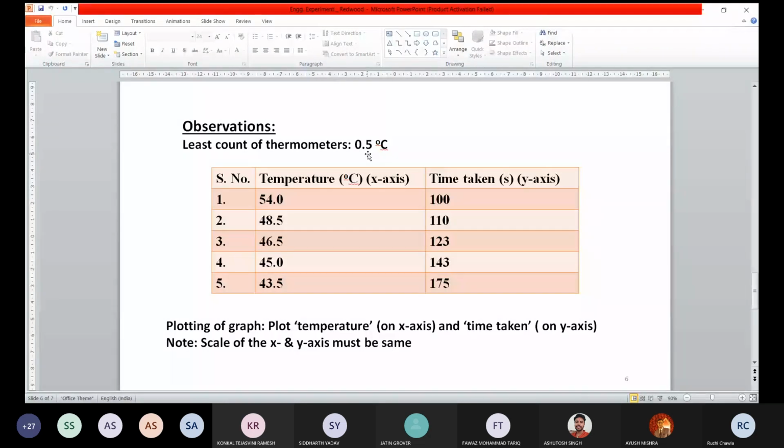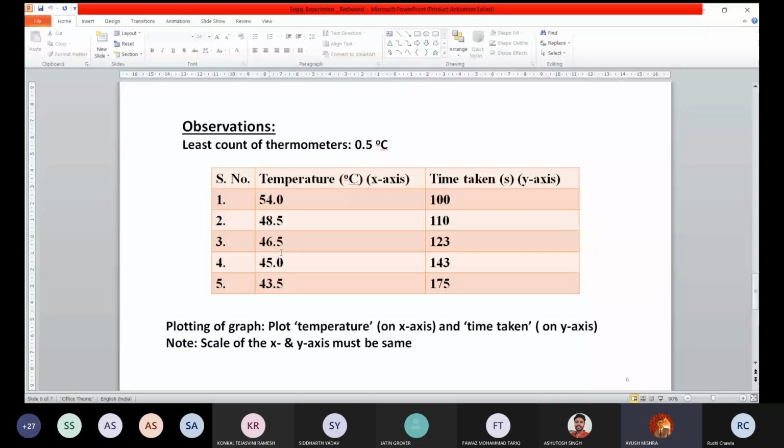Since you have to plot the graph, why are we placing the temperature on the x-axis? In fact, that is going to be a better question. Why are we placing the temperature on the x-axis and the time taken on the y-axis? What is the convention? How is this decided? What should be placed on the x-axis and what should be placed on the y-axis while plotting a graph? Ma'am, the quantity which is independent is to be placed on the x-axis.